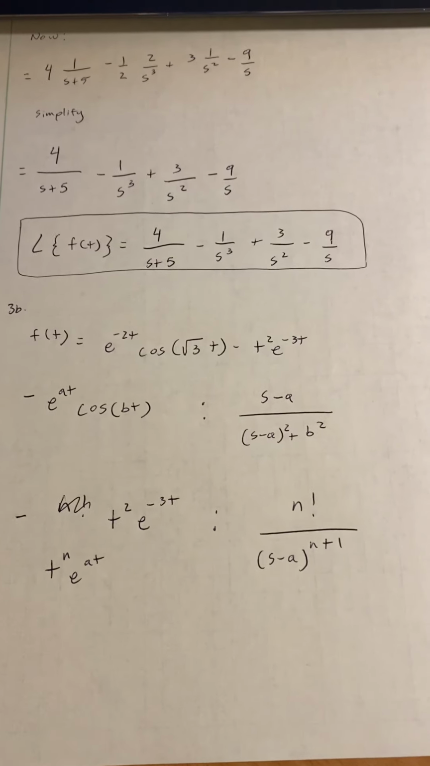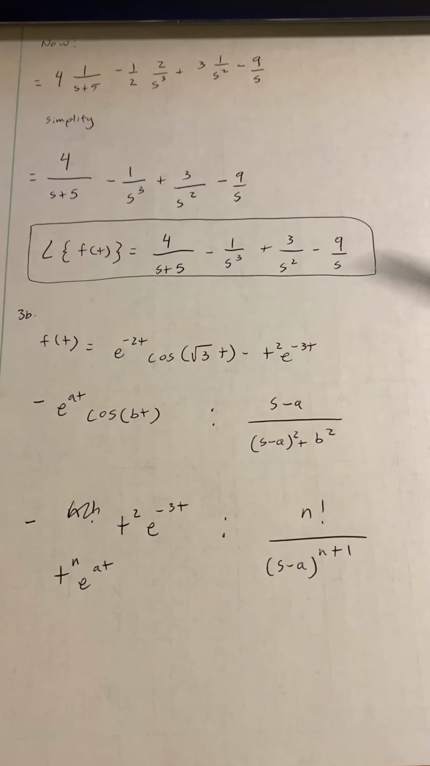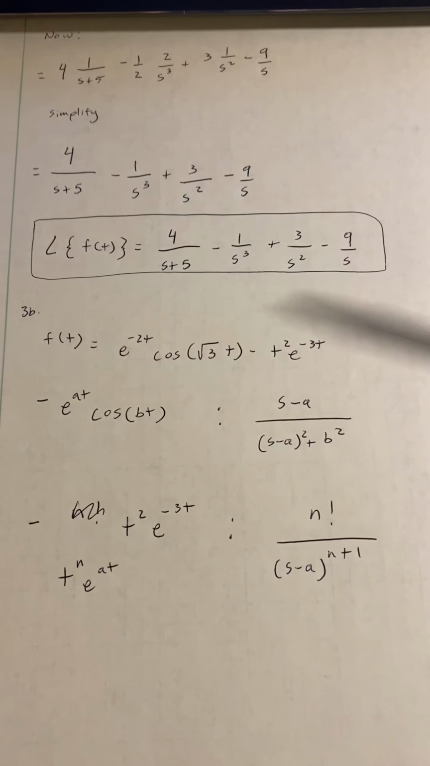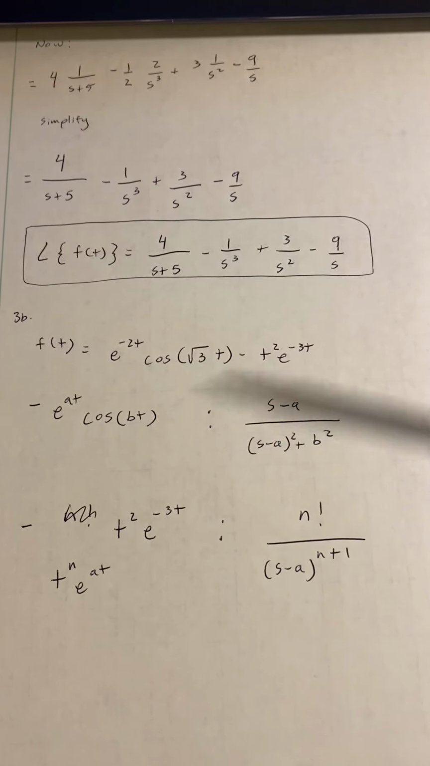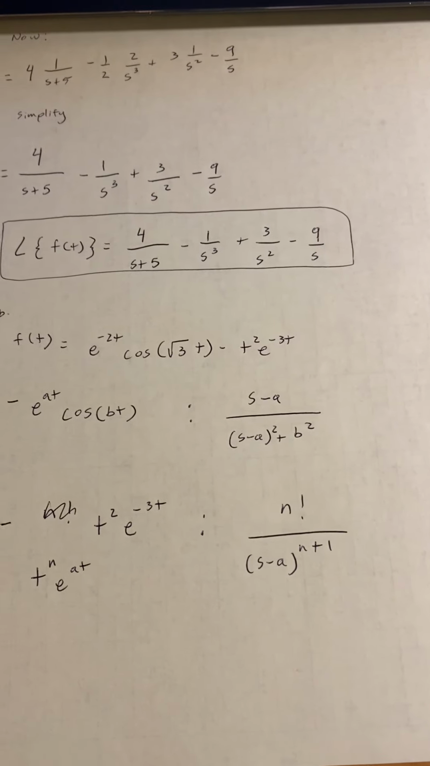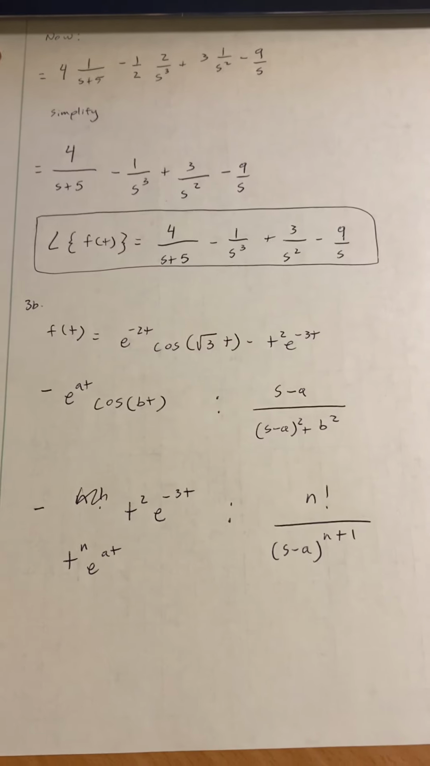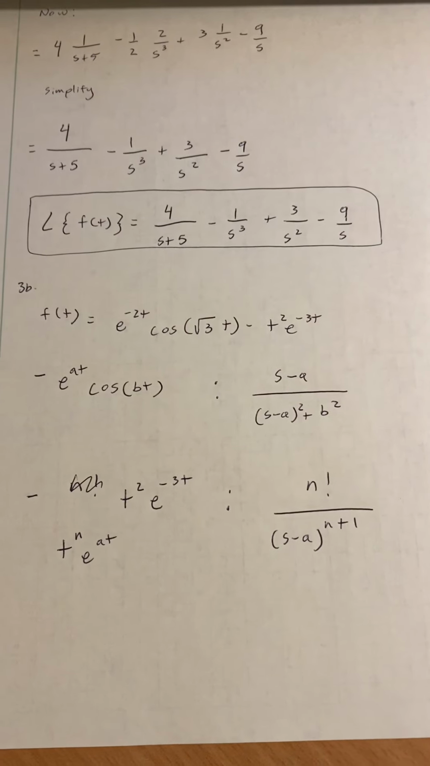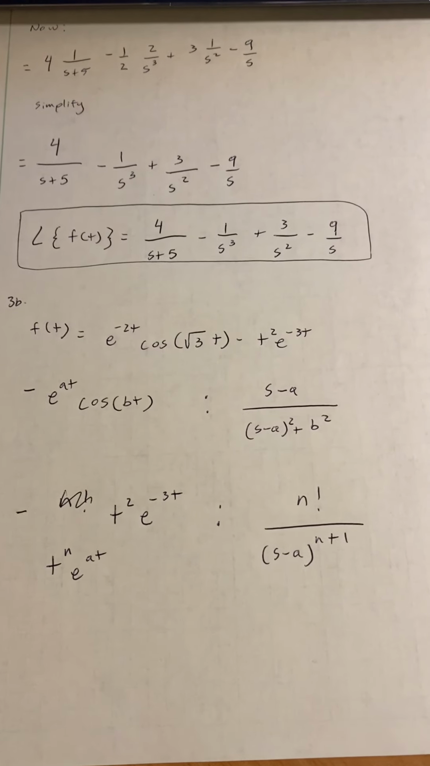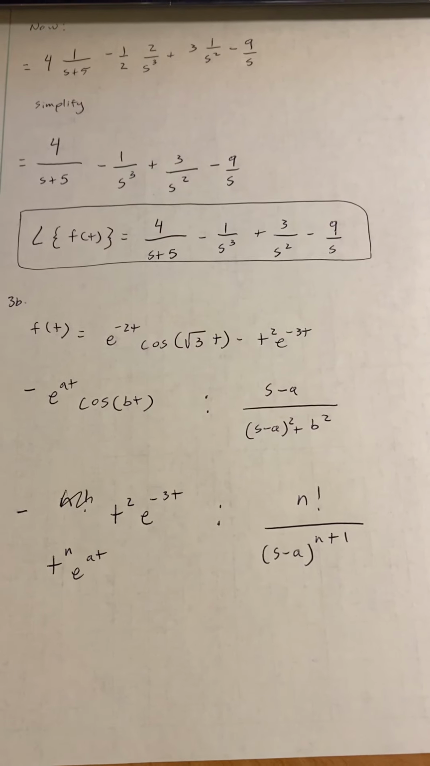Now, based on the tables here, I found e^(at) cosine bt, and the answer is of the form s minus a on top. The bottom is going to be (s minus a) squared plus b squared. For the next one, it's t^n e^(at), which is going to have the form of n factorial divided by (s minus a) to the power of n plus 1.